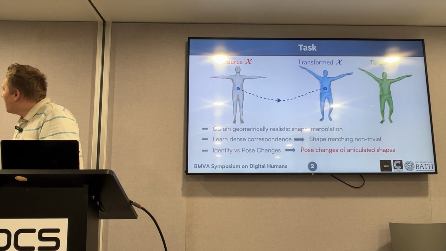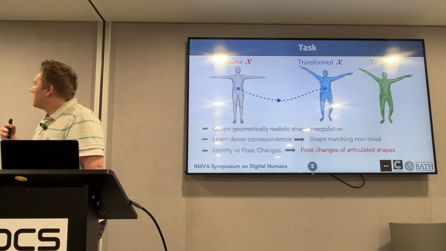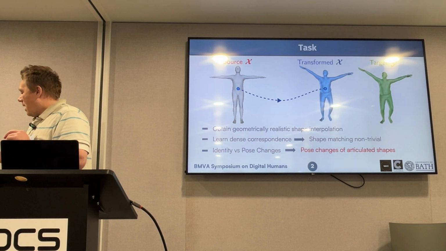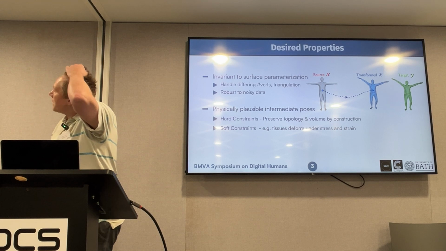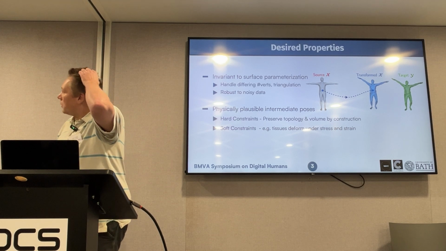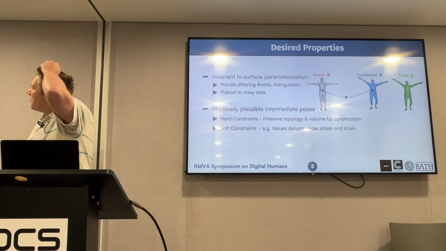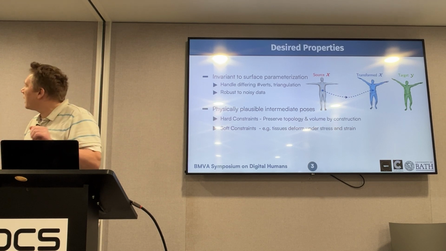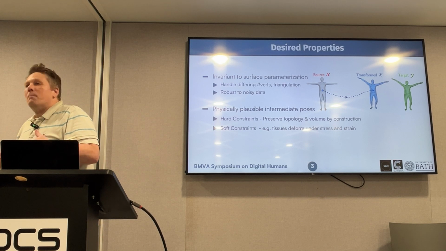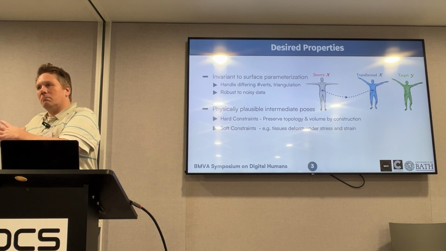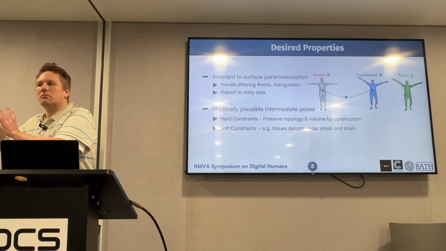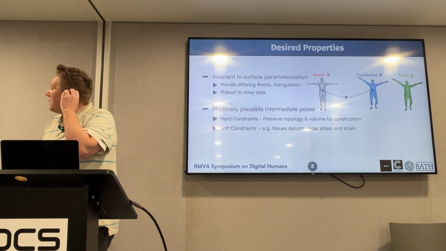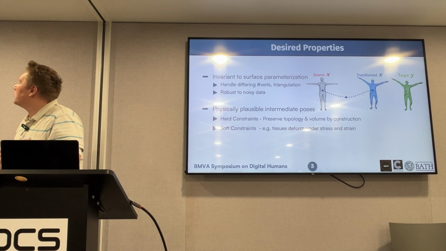In this case, we're not worrying about change of identity, we're just looking at change of pose. We started with some desired properties. We'd like to be invariant to surface parameterization, so we want to handle different numbers of vertices between the source and the target, different triangulations, and be robust to noisy data, so much more real world. You've scanned somebody, it's all very noisy. And for the interpolation part, we'd like all these intermediate poses to be physically plausible.